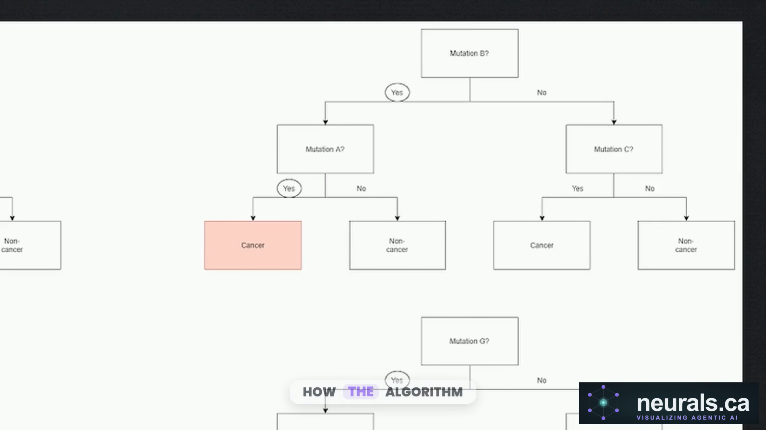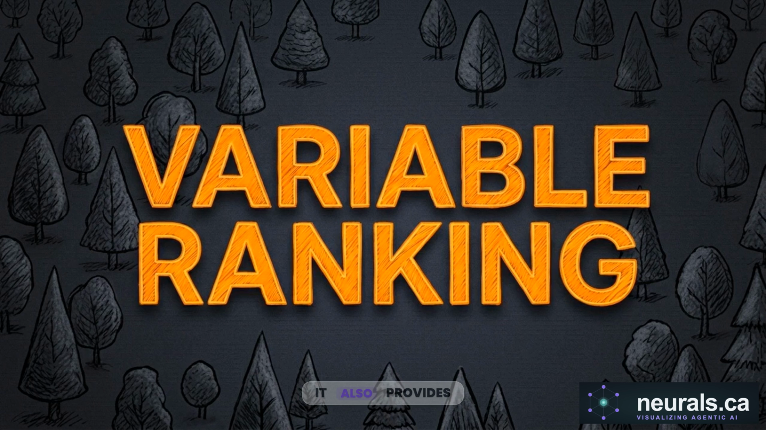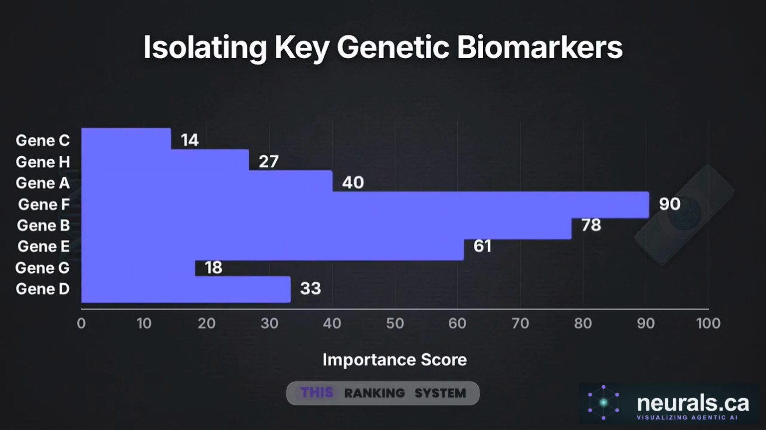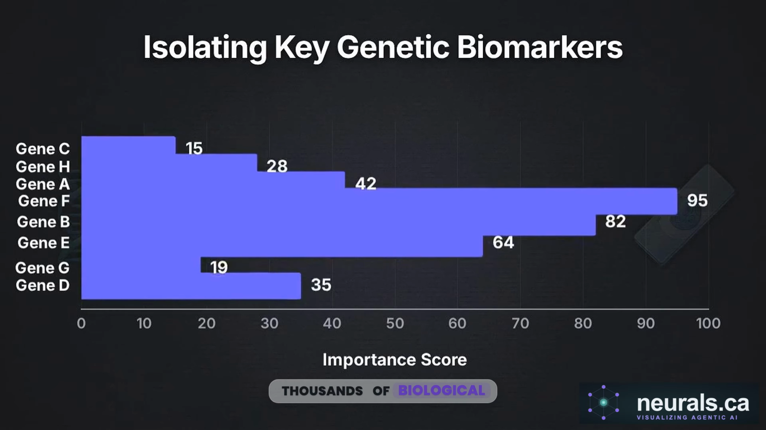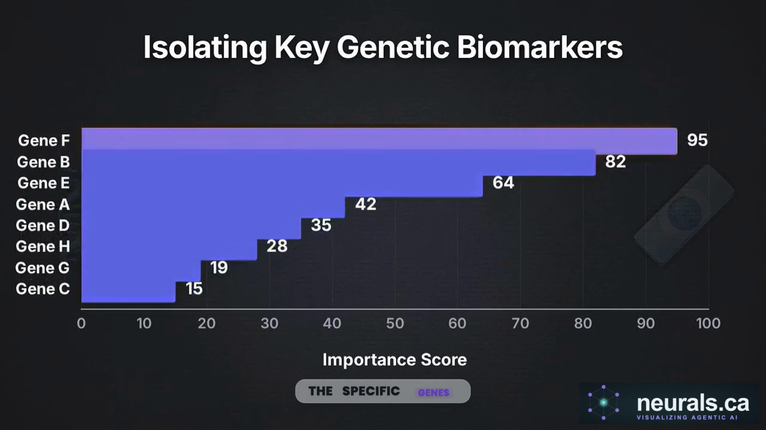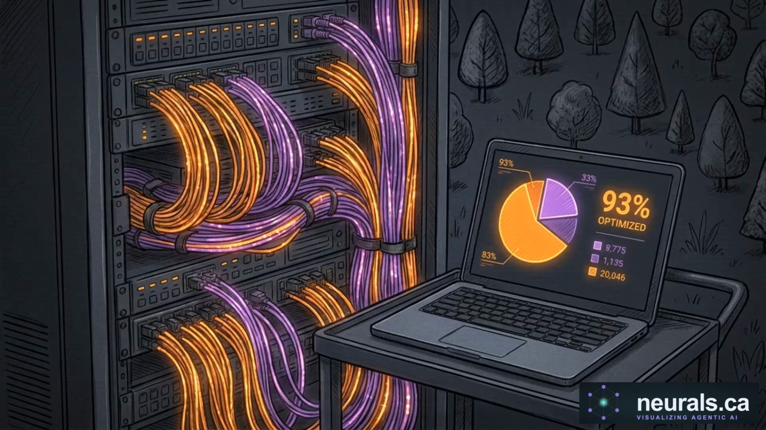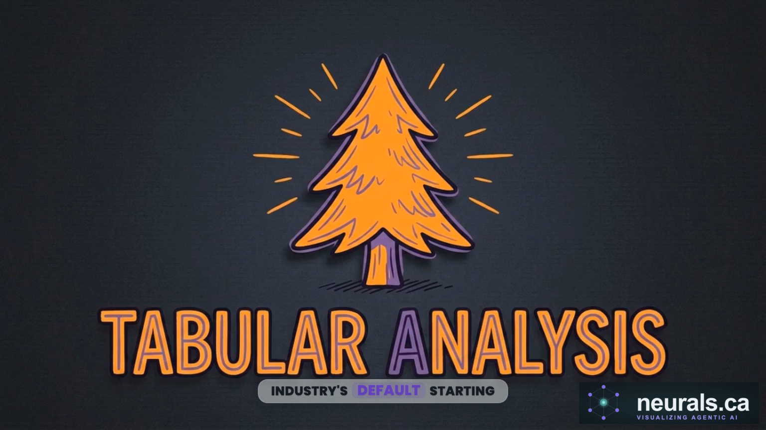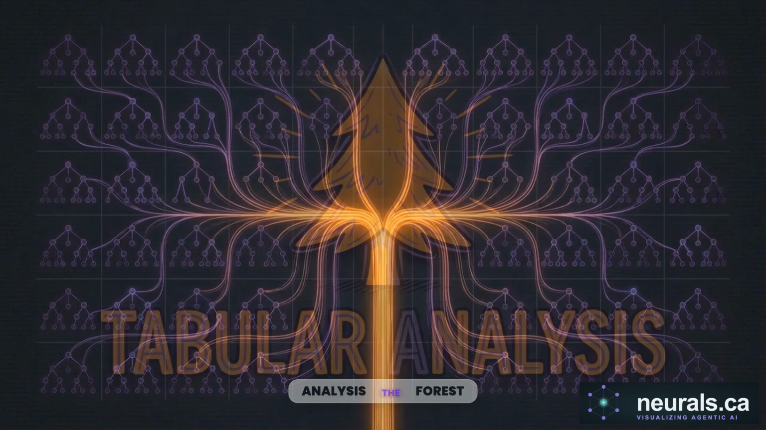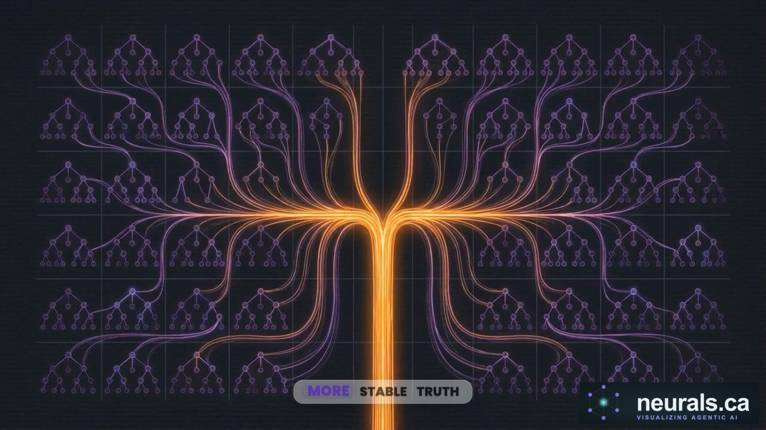This diagram shows how the algorithm operates in medical diagnosis. By tracing these branching paths of symptoms and test results, the model arrives at a definitive cancer or non-cancer label. It also provides a metric called feature importance. In bioinformatics, researchers use this ranking system to sort through thousands of biological markers and isolate the specific genes most responsible for a disease. By ingesting complex data and returning usable insights with minimal friction, Random Forest has become the industry's default starting point for tabular analysis. The forest as a whole arrives at a more stable truth.